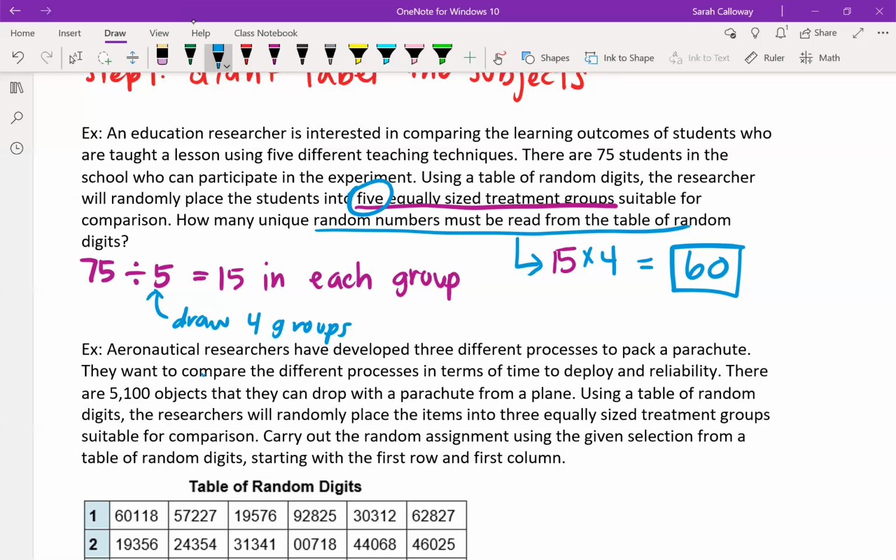Okay, so I'm always going to select one less group than I have to save myself some time. I don't need to draw the random numbers for that because those people are just whoever's left over.